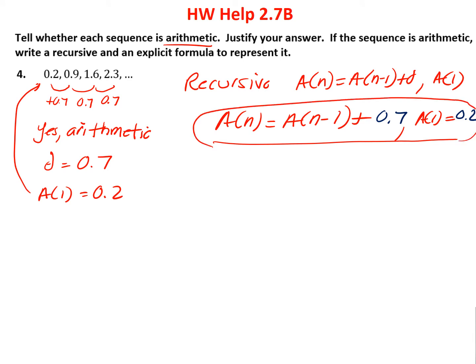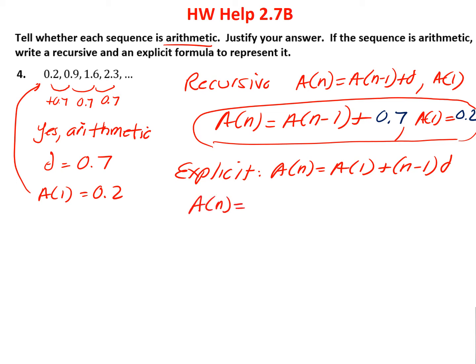The explicit formula is a_n equals the first term plus n minus 1 times d. In this case, we can write it now because we know our d and our first term. So a_n equals our first term, 0.2, plus n minus 1 times our d, which is 0.7. And there is our answer for the explicit term.